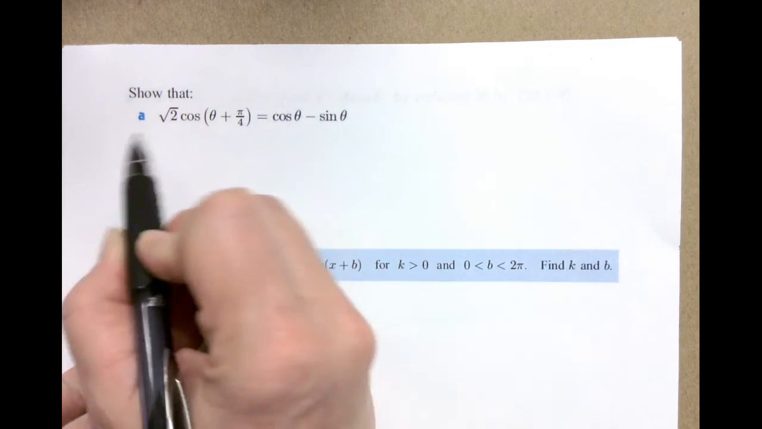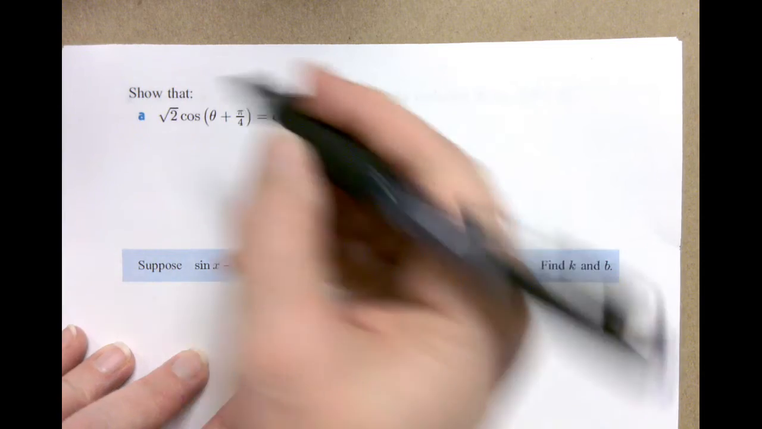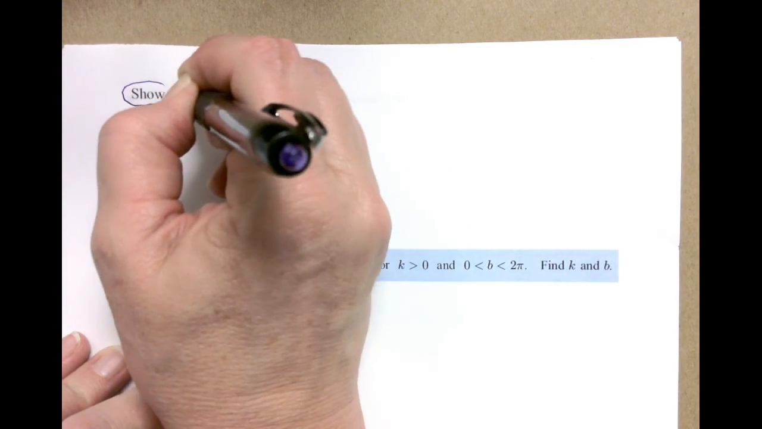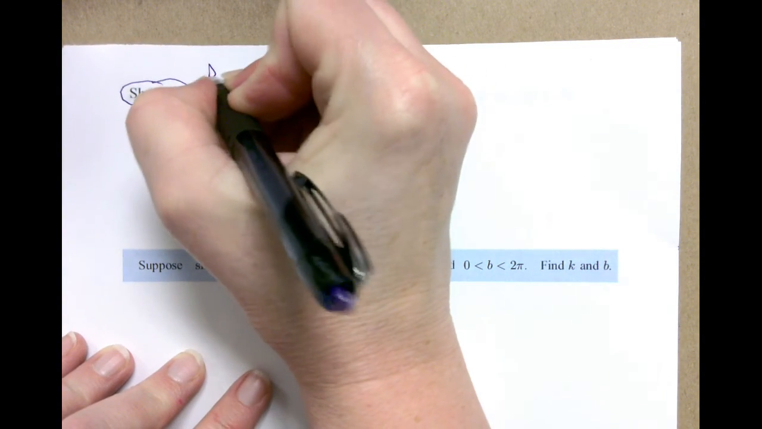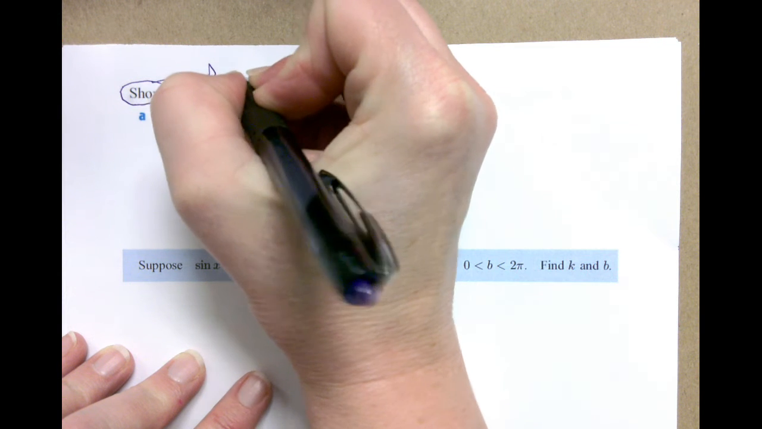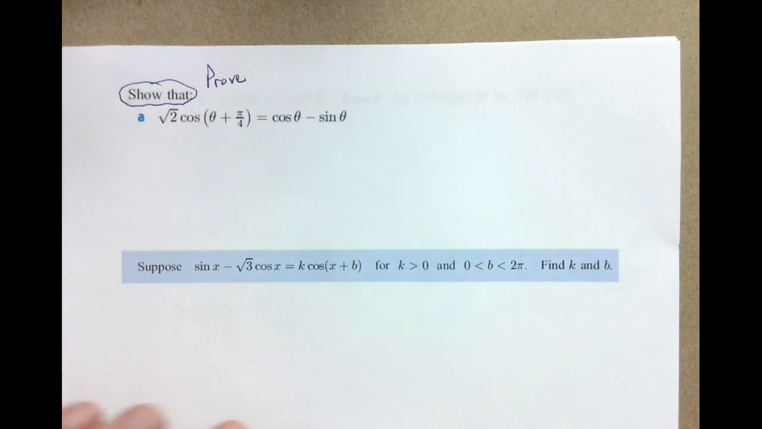Now, show that is also the same as prove, which means we are not going to manipulate both sides, meaning I am not going to add sine theta to both sides, or divide both sides by something. You've got to pick one side, work with it until it becomes the other side.